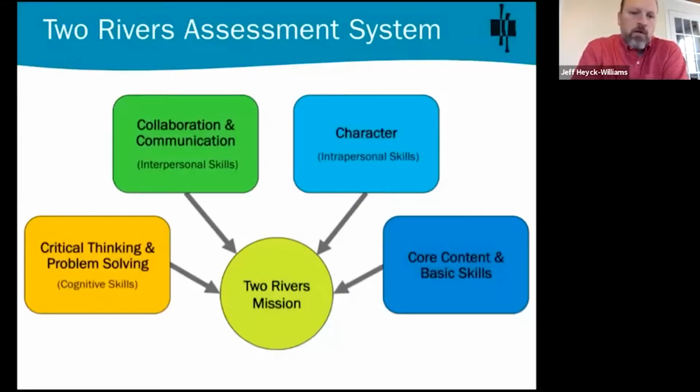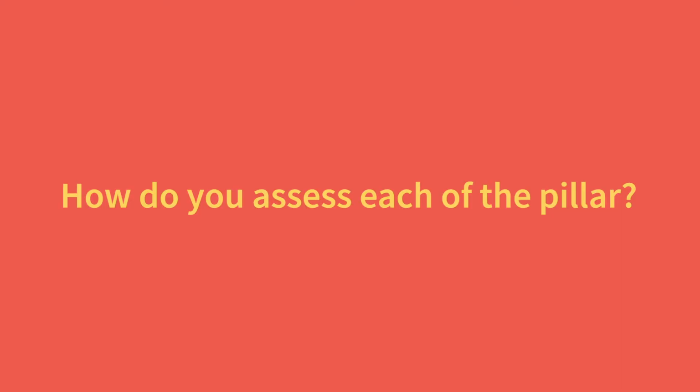At Two Rivers, we have a mission that is about realizing broader outcomes for all students. And that includes the core content and basic skills that we have traditionally taught in schools, like reading, writing, math. But it's also about their social emotional learning, so collaboration and communication and character. And then what we're talking about today, the critical thinking and problem solving skills.